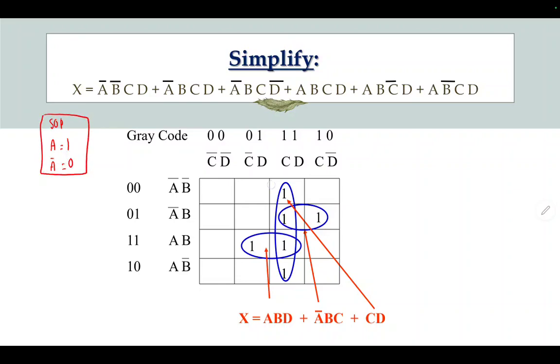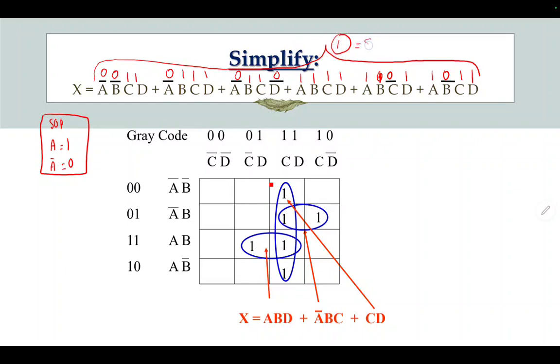Okay, now you read this as 0011, 0111, 0110, 1111, 1101, 1011. So this is the location in the K-map. You place the number 1 in the K-map because this is SOP.